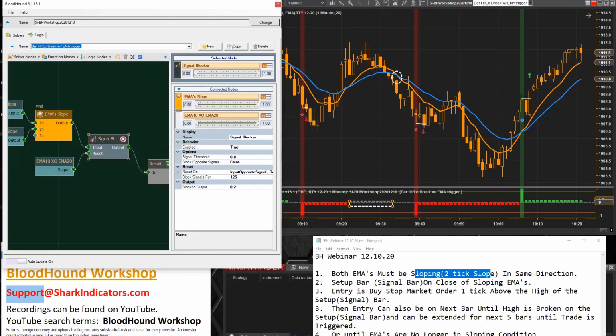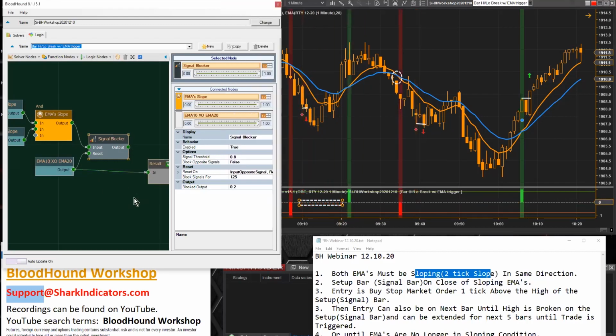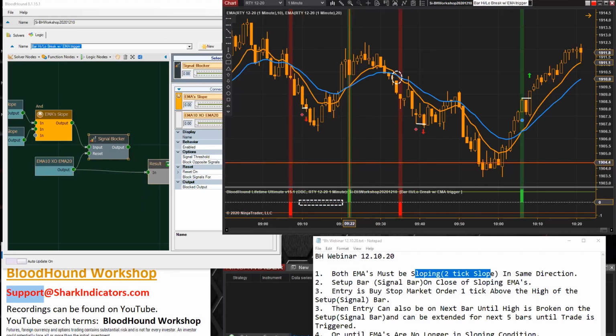It's going into the reset, and right, so if you remember, this is a short, so the signal blocker is blocking short signals, but we're using a long signal to turn off the signal blocker from blocking short signals, right? So this long signal is opposite of the short signals that are being blocked.